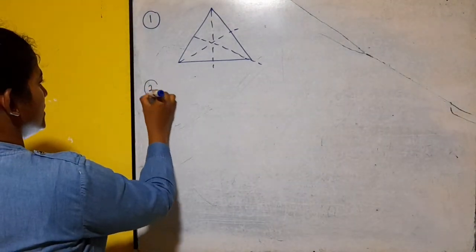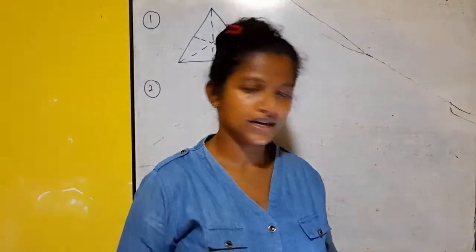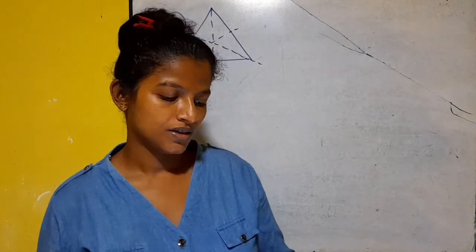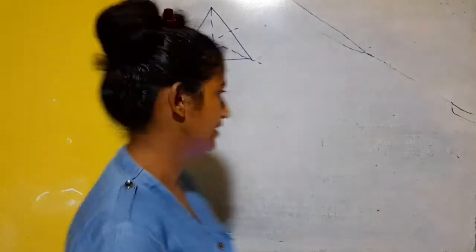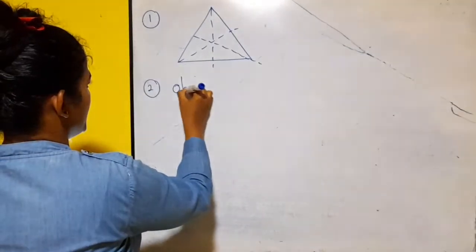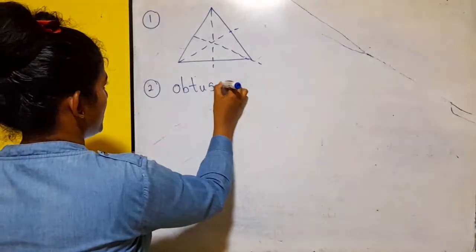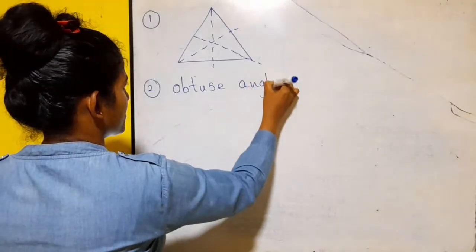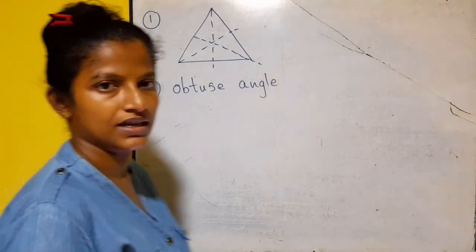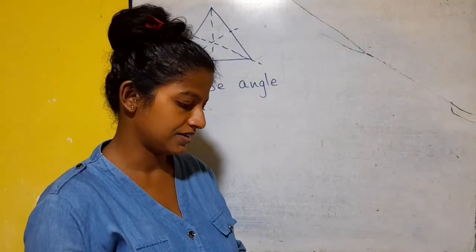Then second question, what type of angle is 135 degrees? This is an obtuse angle. If you remember all the types of angles, the smallest one is the acute angle, that is less than 90 degrees. Then the right angle value is 90 degrees. Then the obtuse angle. Obtuse angle is between 90 degrees and 180 degrees. Then the straight angle, then the reflex angle greater than 180 degrees.